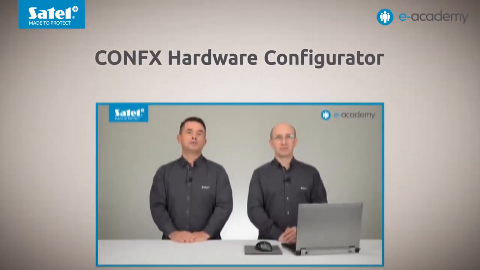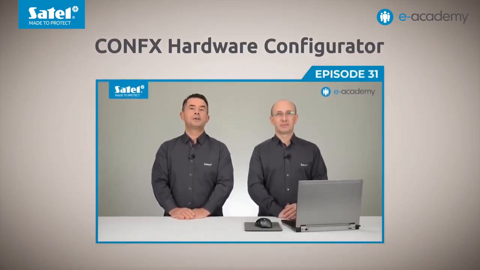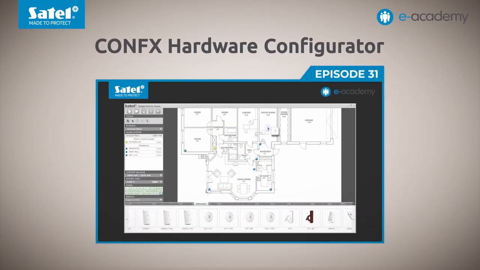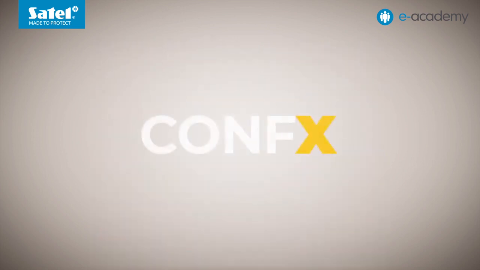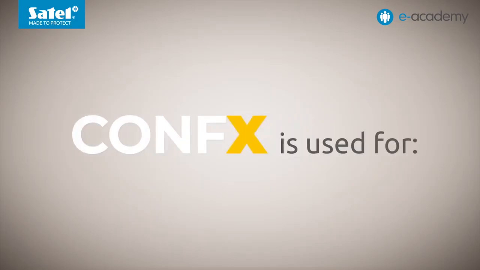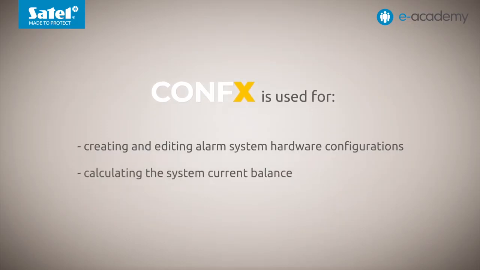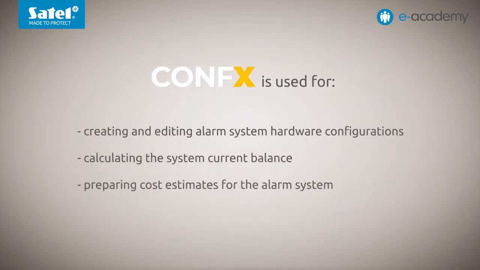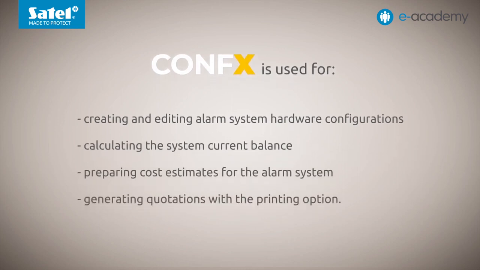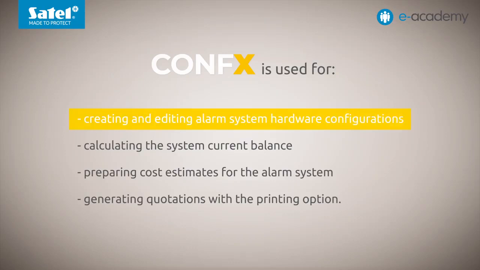ConFX 2.0 is a new version of the ConFX program, well known by many installers, which we discussed with Rafe in episode 31 of the eAcademy. The most important functions of the ConFX hardware configurator are creating and editing configurations of the alarm system hardware, calculating the system current balance, cost estimation of the alarm system, generating quotations which can be emailed, printed, etc. Today, I will explain how to prepare the work area and place individual system devices on it.